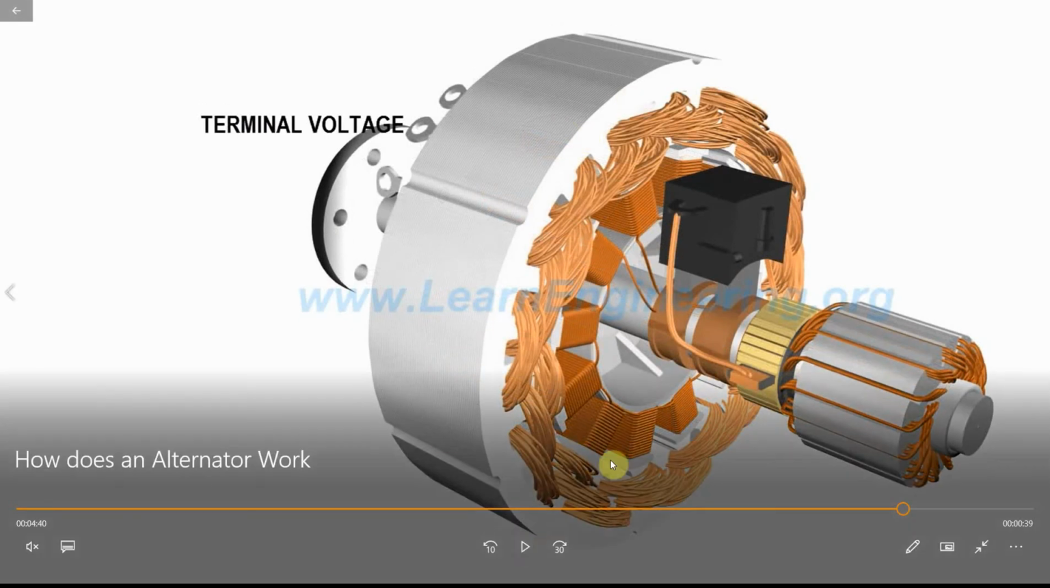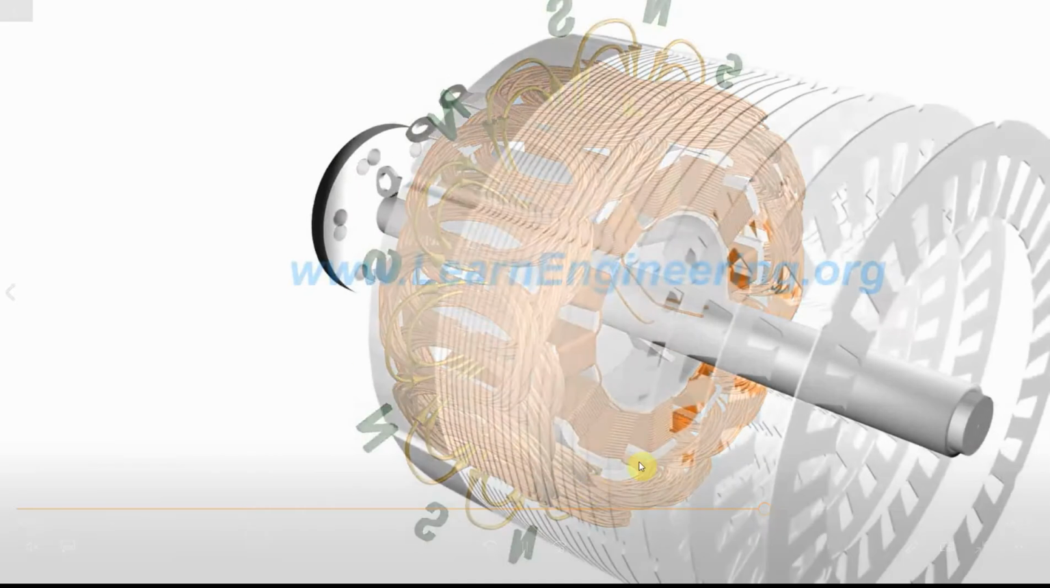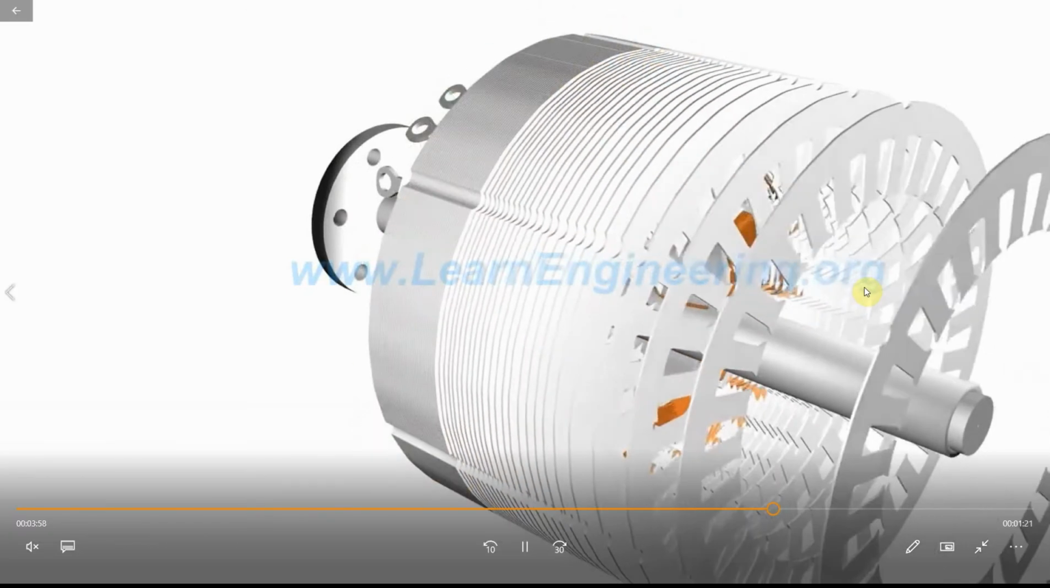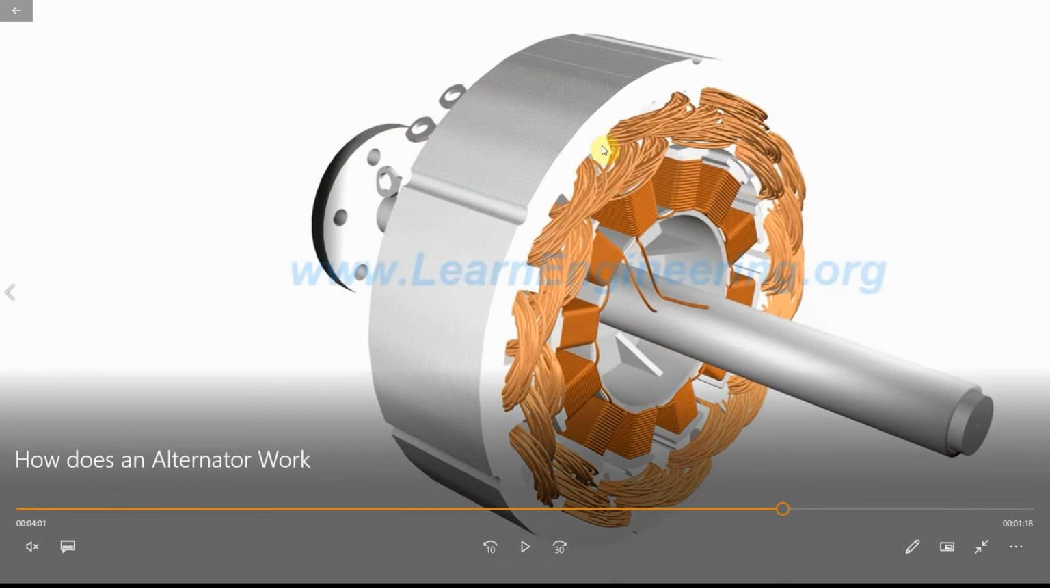This part is the stator, and this part of the stator is also made with thin laminated steel, as you can see from the previous figure. See this video clearly. The thin laminated steel sheets are stacked together. As a result, this place will be one slot, this place will be another slot, and so there will be a number of slots.